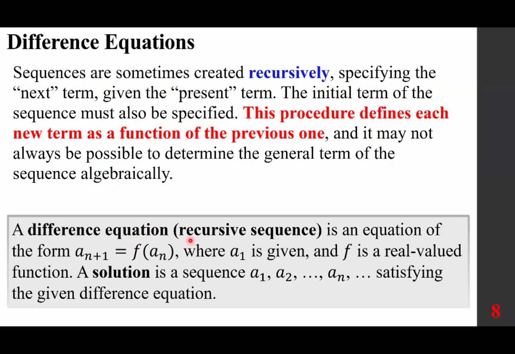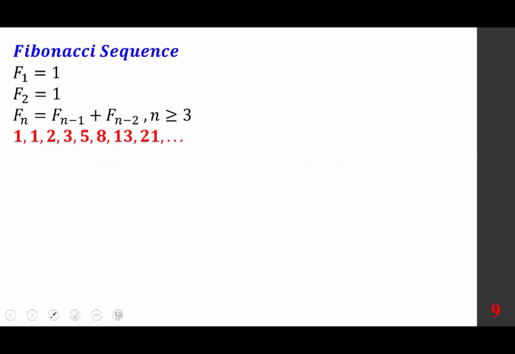A difference equation, also known as recursive sequence, is an equation of the form a sub n plus 1 is f of a sub n, where a sub 1 is given and f is a real valued function. A solution is a sequence a sub 1, a sub 2, all the way to a sub n, satisfying the given difference equation. An example of that, you may recall the Fibonacci sequence, which starts from some number, then it repeats, and then they add up.